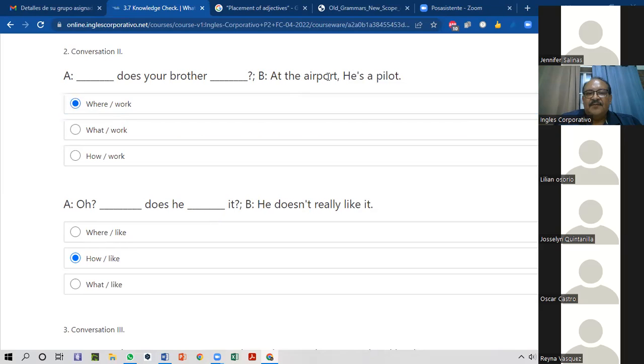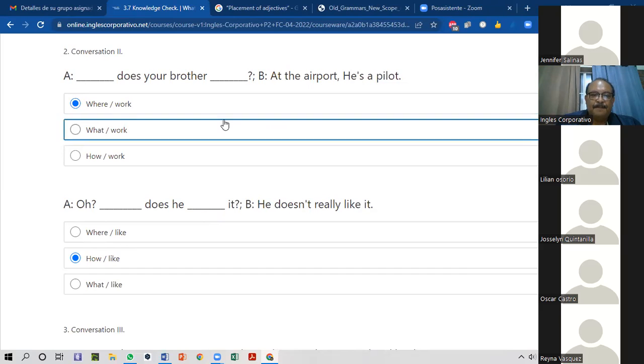At the airport. At the airport, it could be in San Salvador, in Santa Ana, in different places.